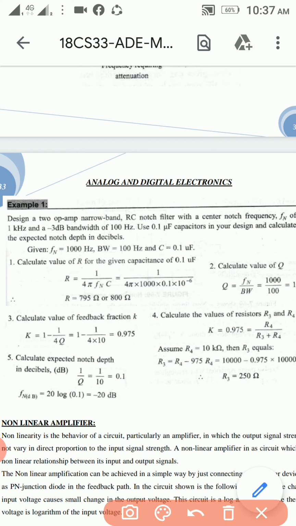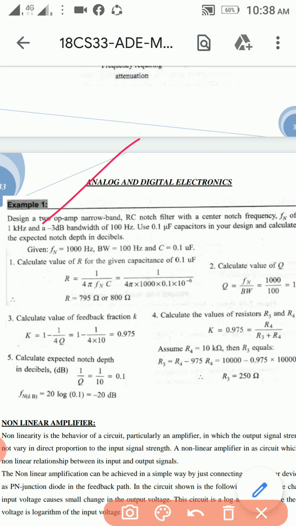So in this given design, a two operational amplifier, a narrow band RC notch filter with a center notch frequency Fn is given, and the bandwidth of 100 hertz at minus 3 dB is given, and the capacitor value he has told us: C is equal to 0.1 microfarad. These are the given things.